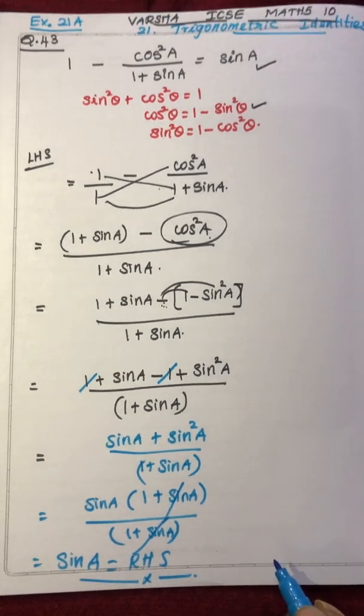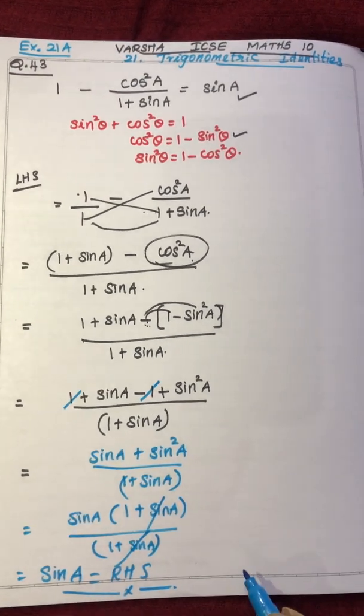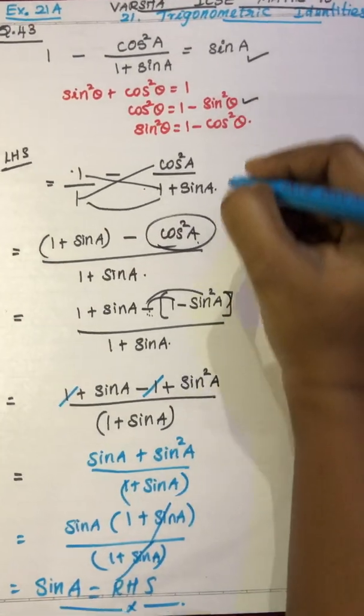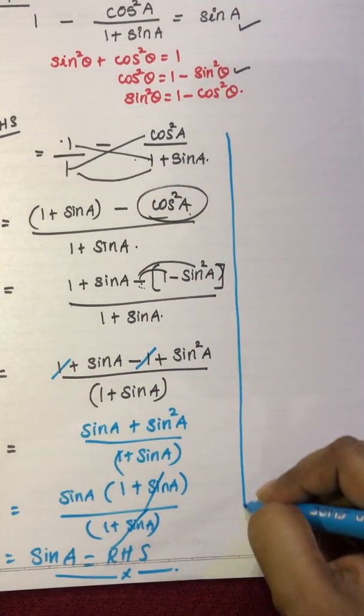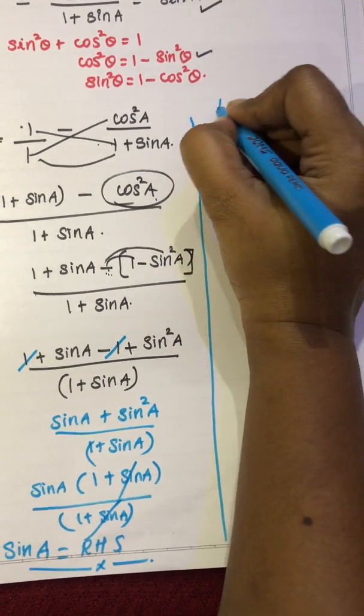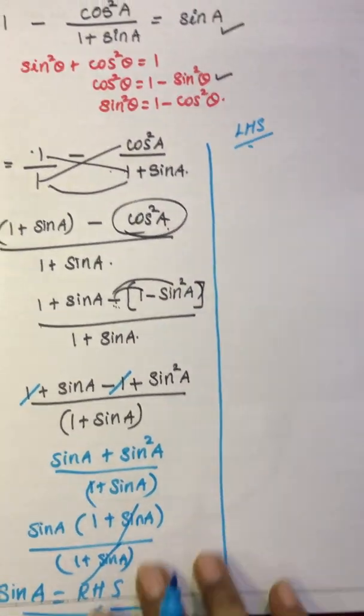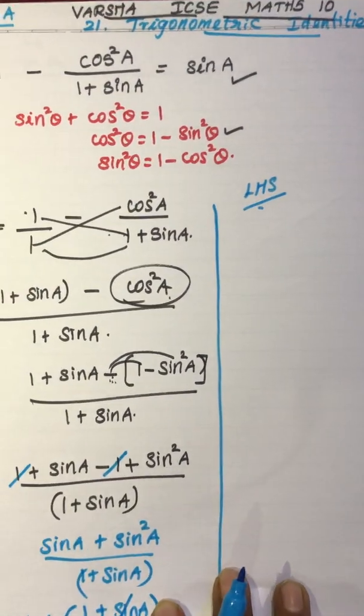Students, do you understand? Such a simple sum. We can do one more method. Why don't we try another method? So what method is it?